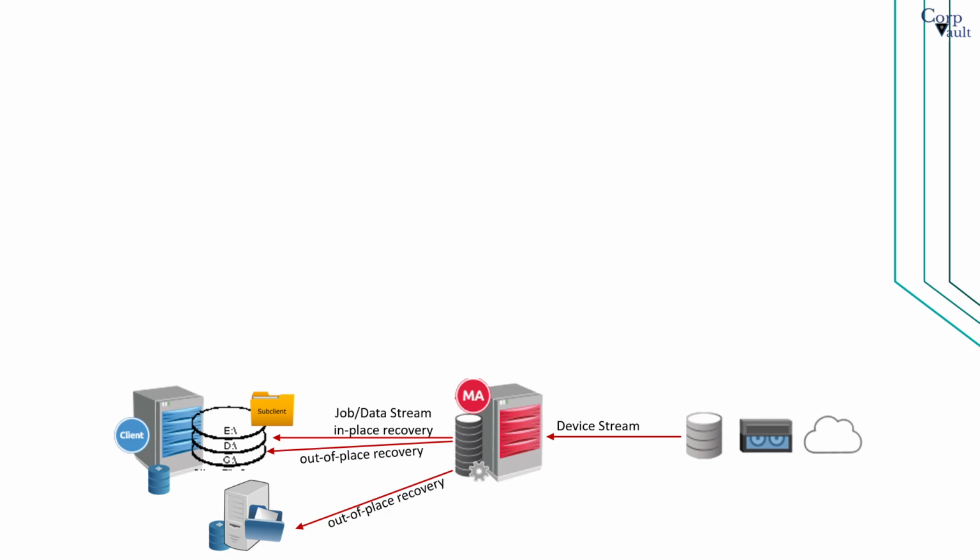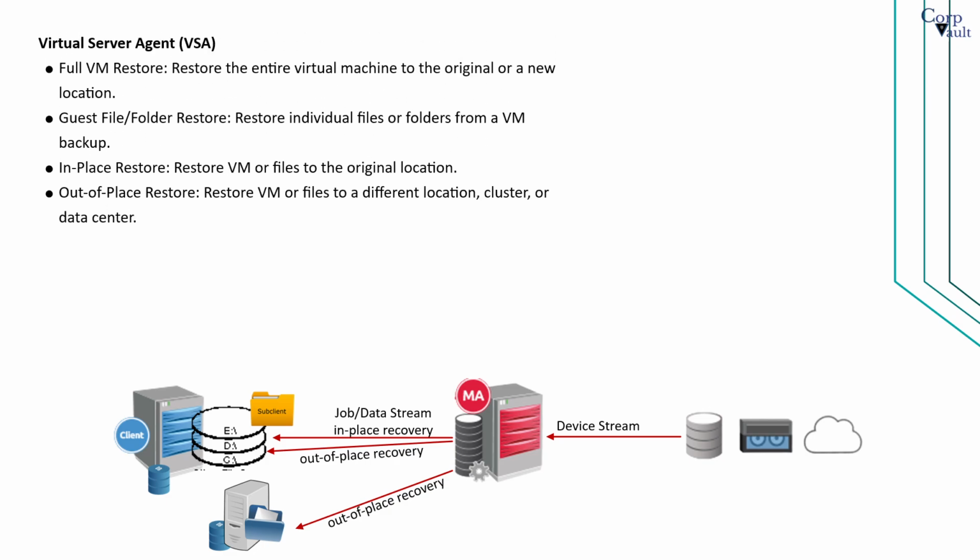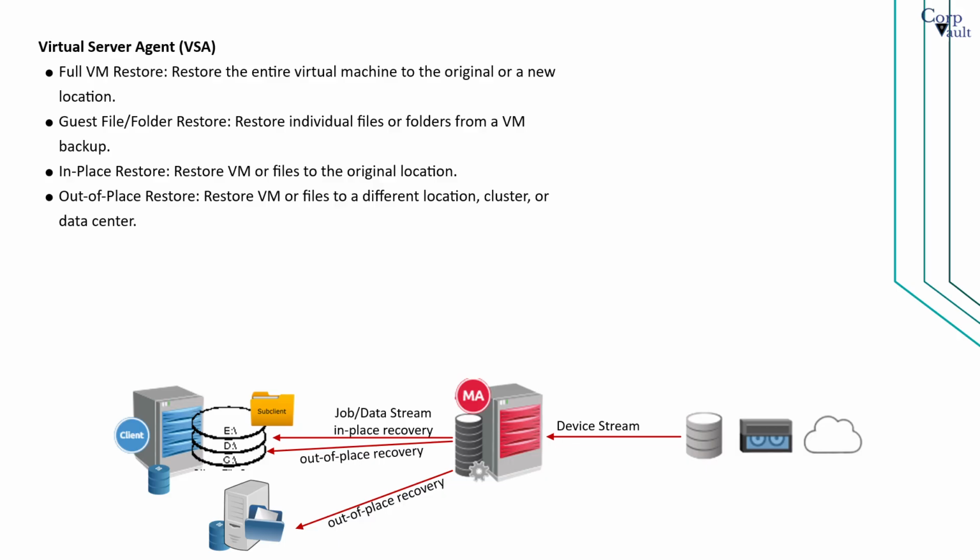Let's discuss a few of the restore options available in Virtual Server Agent. You can restore the entire virtual machine to the original, or a new location. For granular recovery, you can restore individual files, or folders from a VM backup. Restore VM, or files to the original location, for an in-place recovery. For out-of-place recovery, you can restore VM or files to a different location, cluster, or data center.